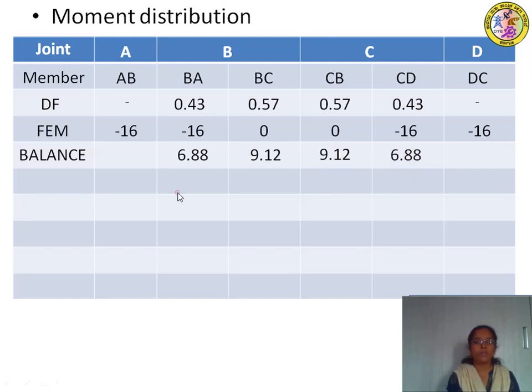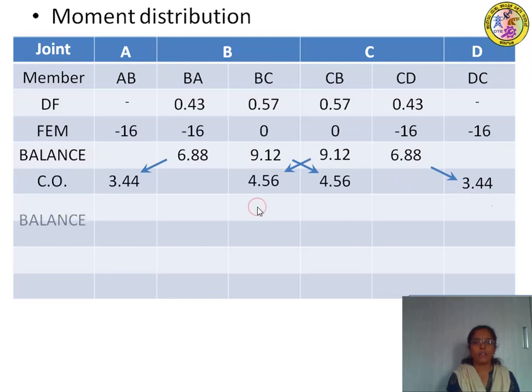So now the carrying over from BA to AB, half of 6.88, 3.44, and from BC to CB, half of 9.12, it is 4.56, and that from CB to BC 4.56, from CD to DC 3.44.